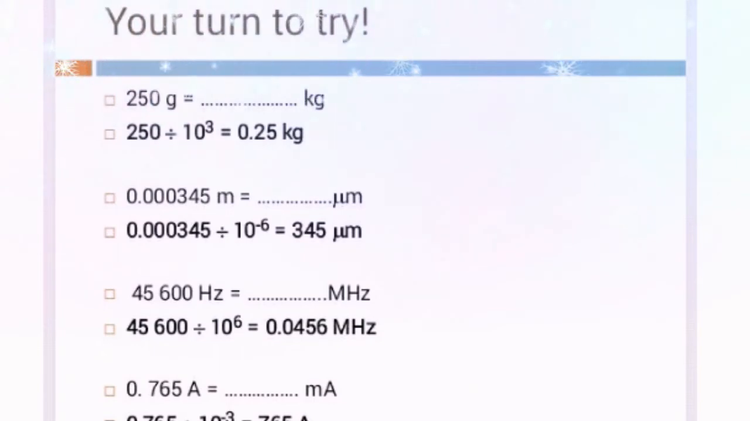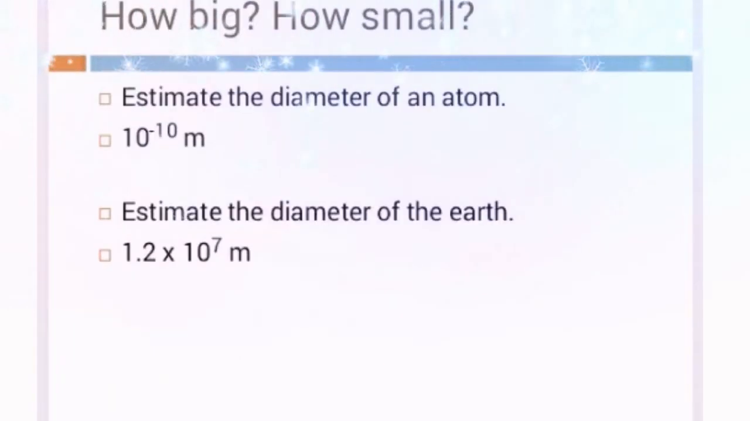Now, the last bit on this video, the part 1 video, we're going to show some estimations. You should be able to estimate the diameter of an atom to be about 10 to the minus 10 meters, and the diameter of the Earth to be about 10 to the 7 meters. So it's the order that is important, not necessarily the real value.